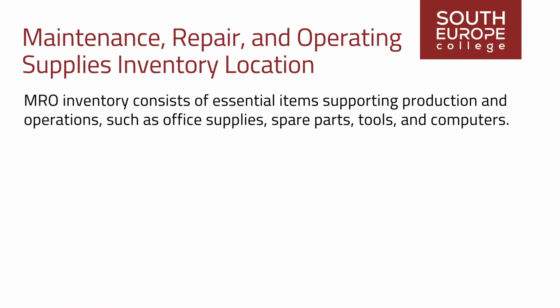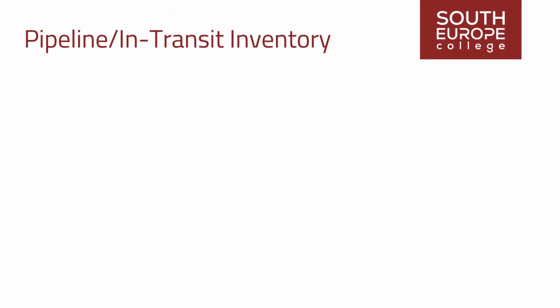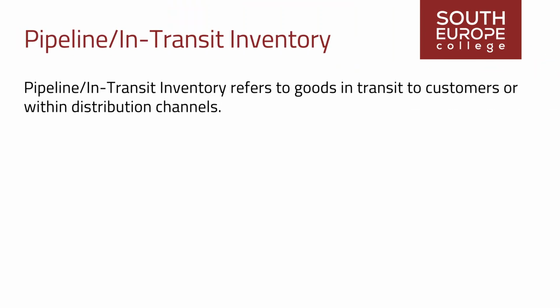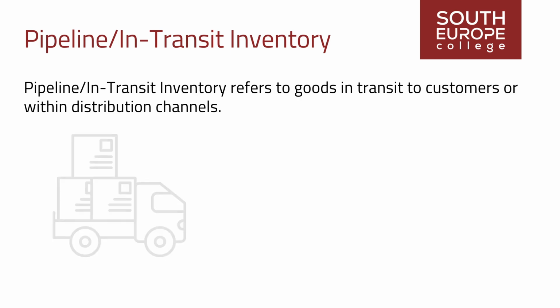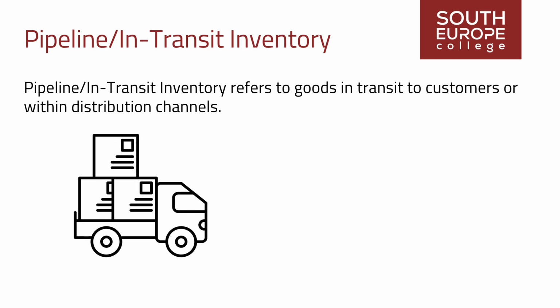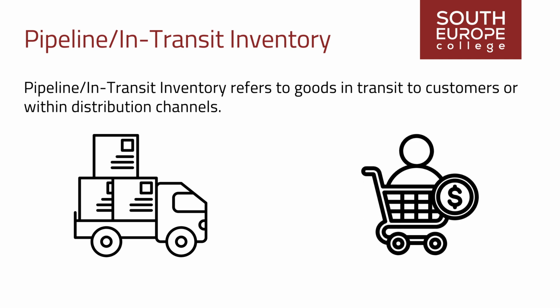MRO inventory consists of essential items supporting production and operations, such as office supplies, spare parts, tools, and computers. In contrast, pipeline/in-transit inventory refers to goods in transit to customers or within distribution channels. For instance, consumable goods on trucks or store shelves are owned by the supplying company or distributor, who receives payment upon consumer purchase.